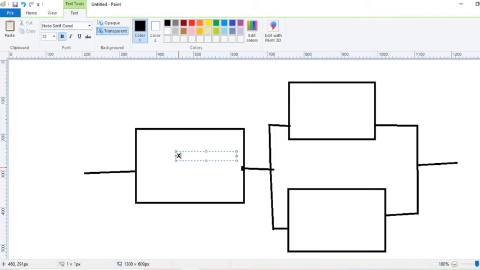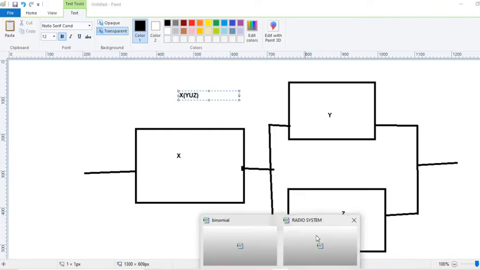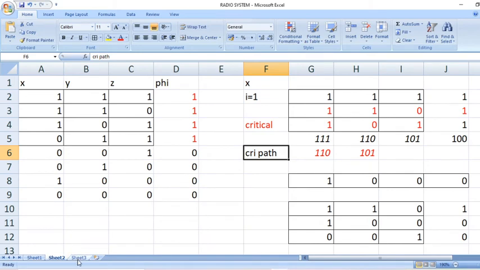Yes, this is X, this is Y, this is Z. So what is the structure function of this system? X into Y union Z. Okay, so this is the structure function. So let us look at the structure.